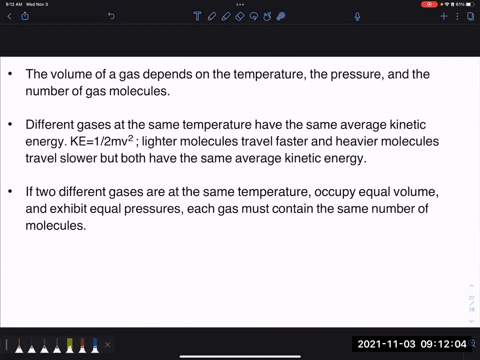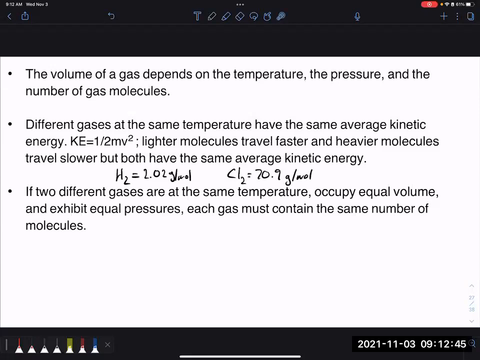So the volume of a gas depends on the temperature, pressure, and the number of gas molecules. Different gases at the same temperature have the same average kinetic energy. Lighter molecules travel faster and heavier molecules travel slower, but both have the same average kinetic energy. So something like hydrogen, H2, has a mass of 2.02 grams per mole. But something like chlorine, Cl2, is going to have a mass of 70.9 grams per mole.